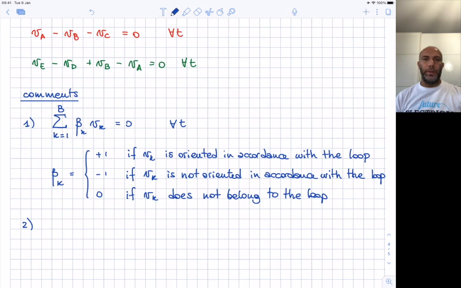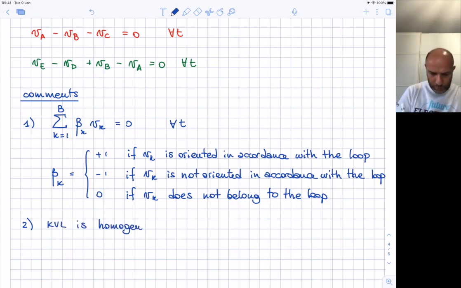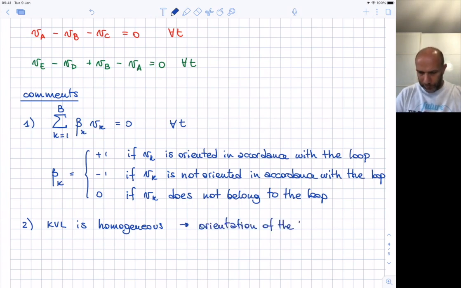The second comment is similar to what we said for Kirchhoff's current law. KVL is a homogeneous equation. So, the orientation of the loop is arbitrary, and the convention for the plus minus 1 signs is arbitrary as well.